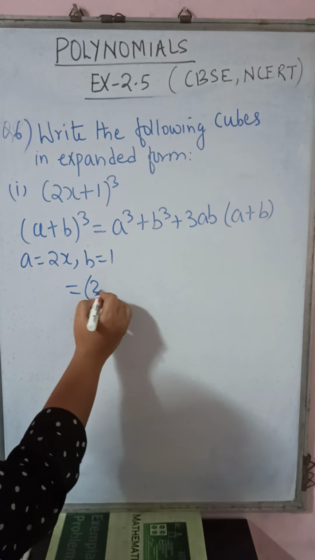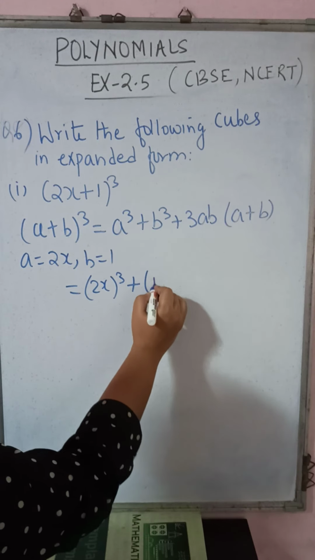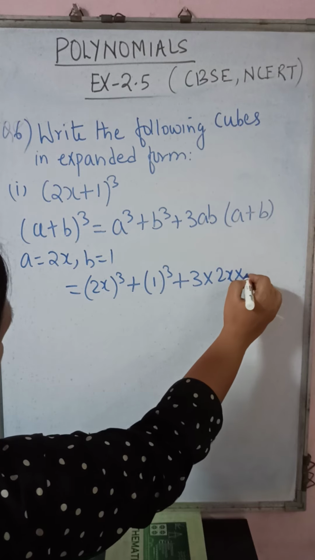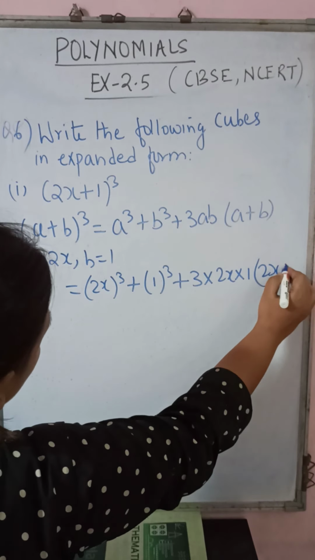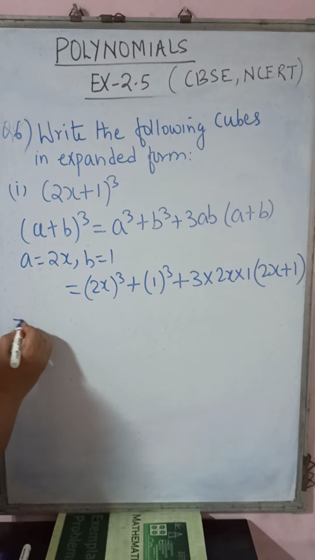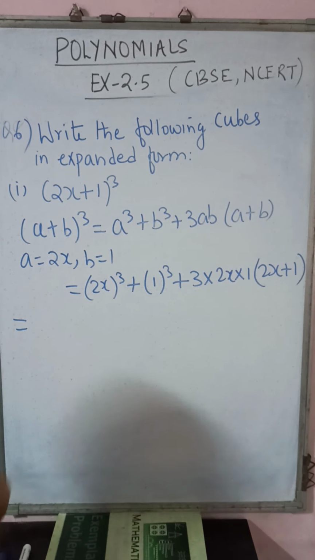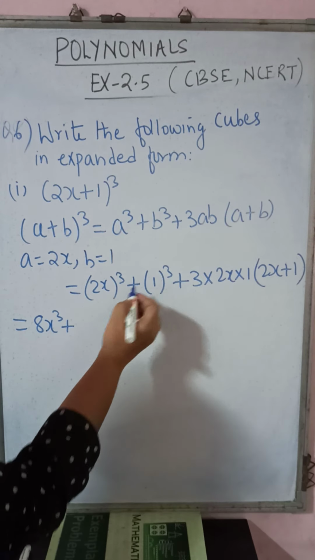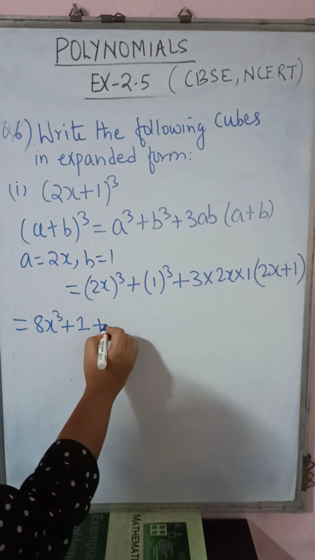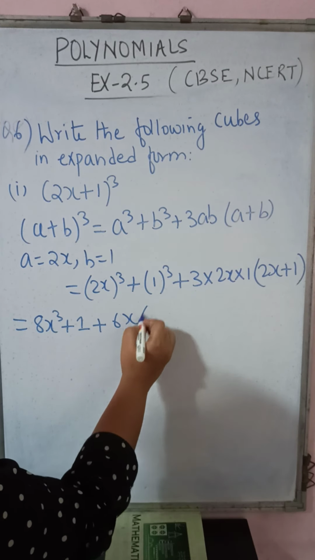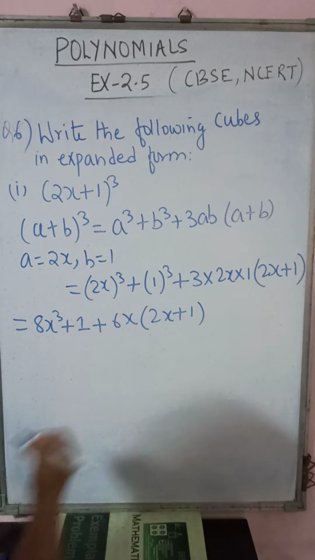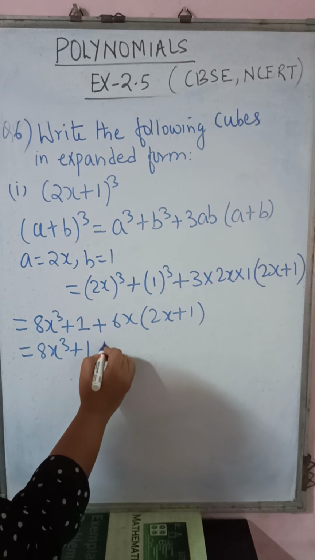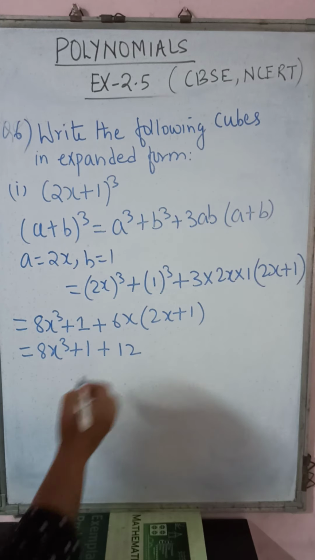A means 2x, so (2x)³ plus 1³ plus 3 into what is a? 2x. What is b? 1. a + b means 2x + 1. So (2x)³: what is the cube of 2? 8. What is the cube of x? x³. Plus what is 1³? 1. Plus 3 times 2x is 6x, into (2x + 1). So it will be 8x³ + 1 + 6x(2x + 1).